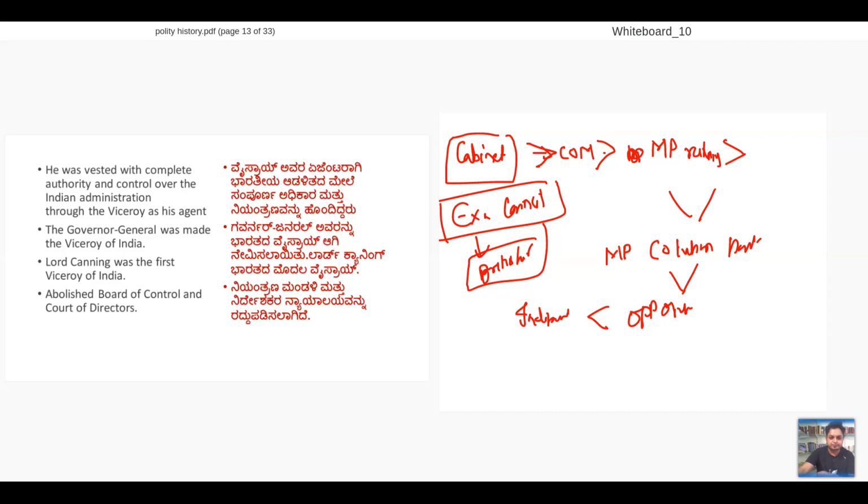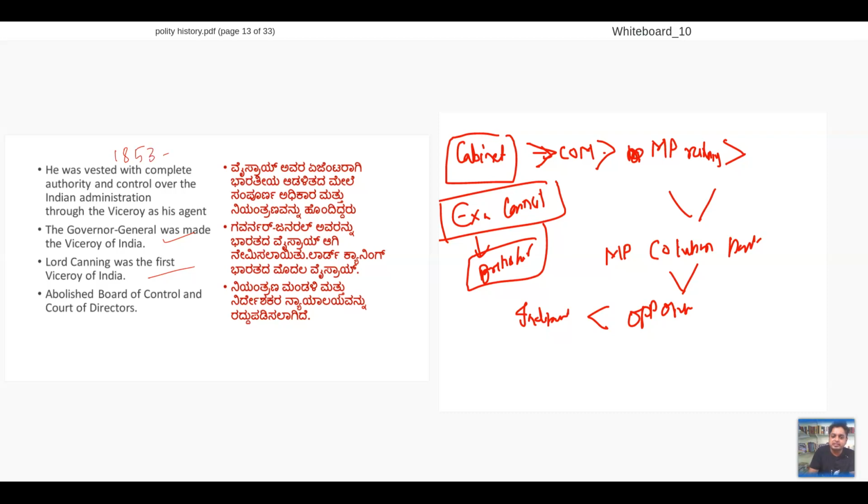So next, the Governor General position was changed into Viceroy. The first Viceroy was Lord Canning. Then the abolition of the Board of Control and Court of Directors. Didn't I say the Court of Directors and Board of Control was completely taken away? It was replaced by the Viceroy and his council. There, 15 people, the Viceroy and his council.